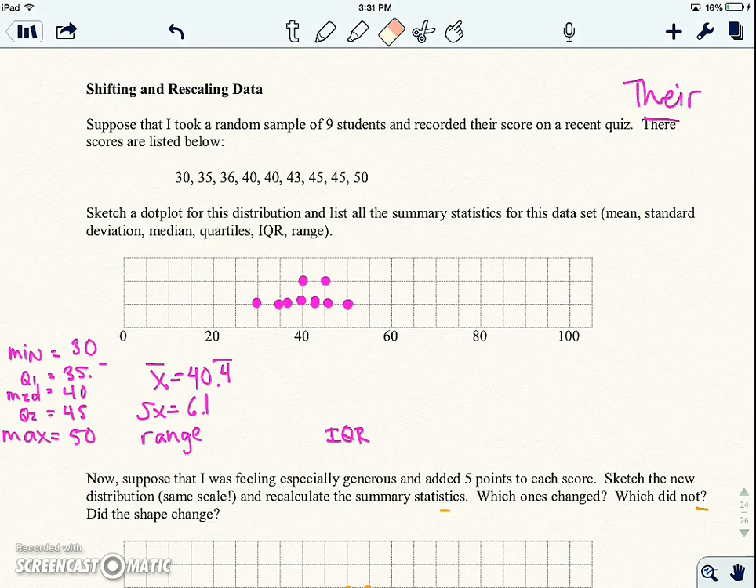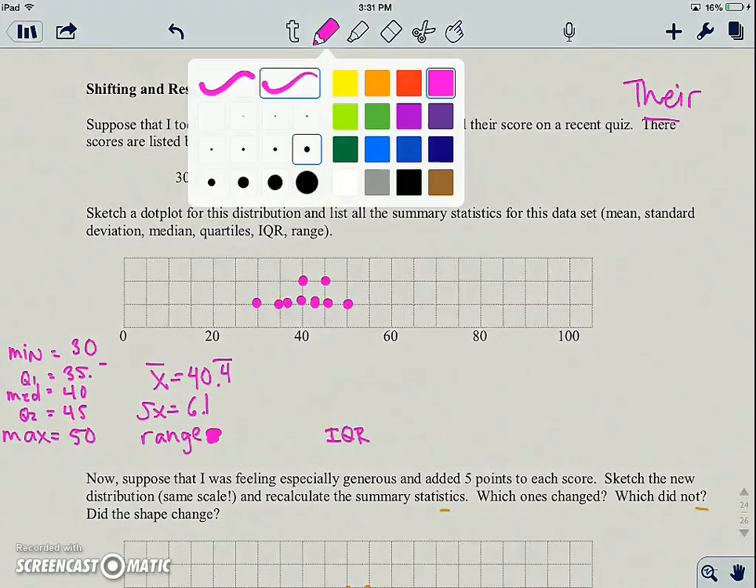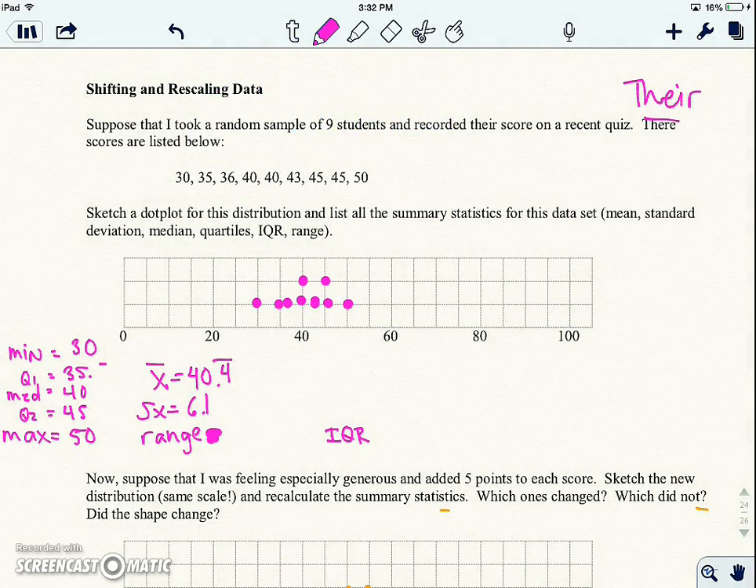Okay, so you should have written that down, but here they are. We have a min of 30, a Q1 of 35, a median of 40, a Q3 of 45, and a max of 50. Okay, our range is just, again, 50 minus 30, or in other words, 20. Okay, and our IQR comes from 45 minus 35.5. I think there's supposed to be a 0.5 there. Which will give you 9.5. Okay, so there's our statistics.